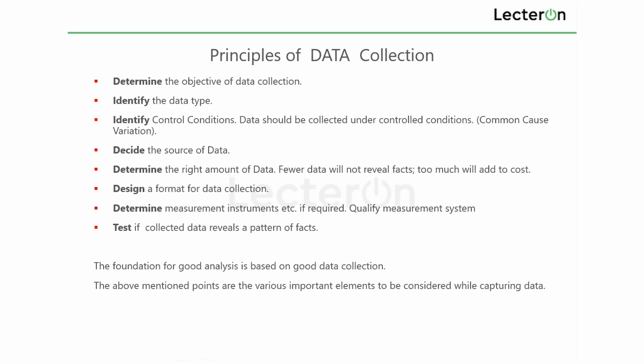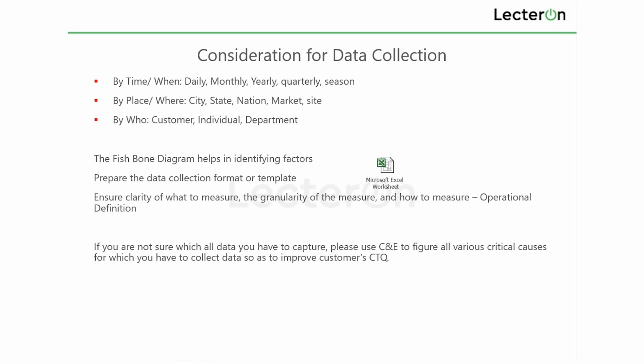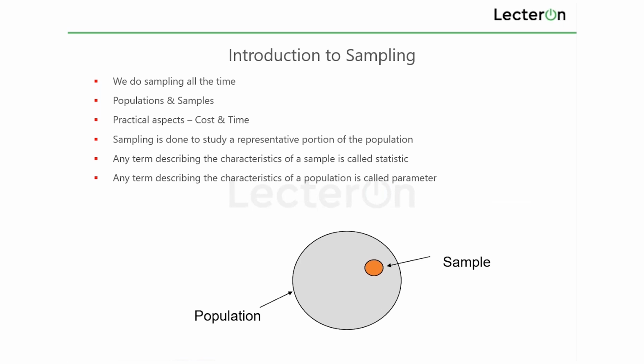So you need to determine the objective of the data collection, identify the data type. So you would see whether it is continuous data or discrete data, identify the control condition, decide the source of the data, what is the data that you need, what is the sample size that you would take. You put together the format of the data collection, put together the operational definition, anything and everything that you can think of, so that there's no ambiguity in the data collection, because you would not do data collection every time. You would give it to resources who would do data collection for you. So you need to ensure that you capture as much information as possible to remove any ambiguity in the data collection. Okay. Now we come to sampling and population.